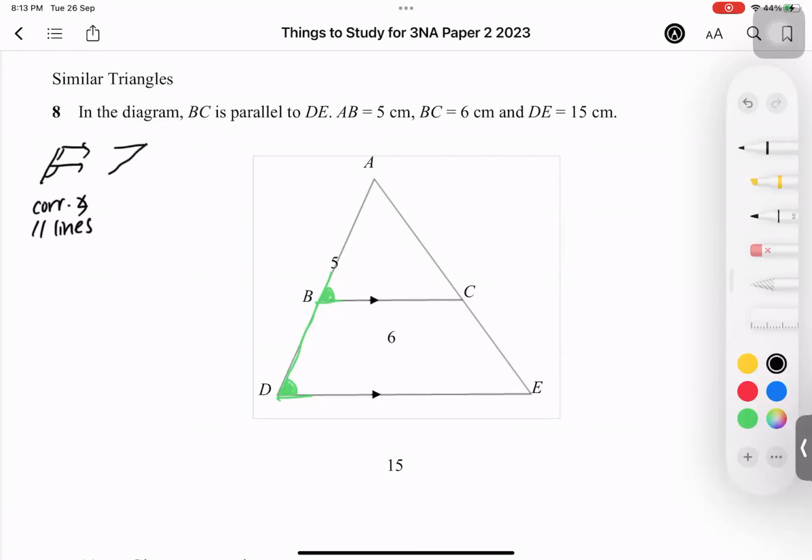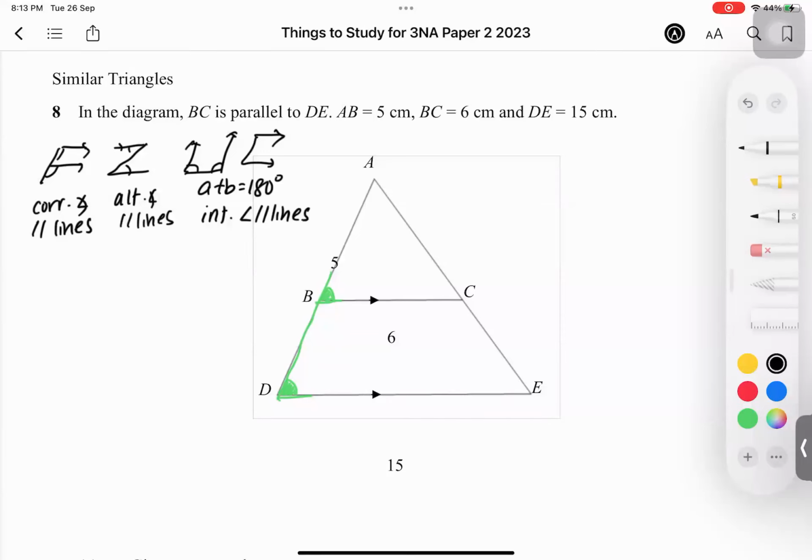Okay, letter Z, alternate angles on parallel lines. Letter U or letter C sometimes. Okay, this one is A plus B is equal to 180. This is called interior angles on parallel lines. Okay, last but not least, vertically opposite angles.